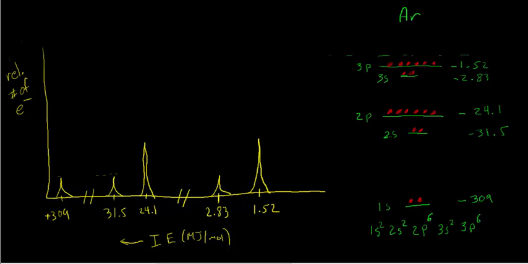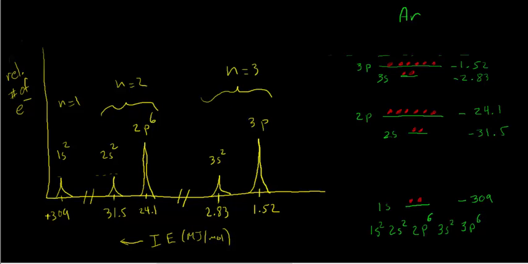Alright, so this would correspond to the 1s, and again there would be 2 electrons there, the 2s with 2 electrons, the 2p with 6 electrons, the 3s with 2 electrons, and the 3p. So this would be the n equal 1 shell. Taken together, these two pieces would be the n equal 2 shell. Then there's a big break in energy, and taken together, this would be the n equal 3 shell. And so that's how photoelectron spectra help us think about the structure of atoms.